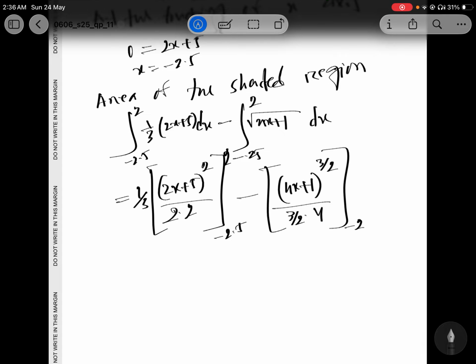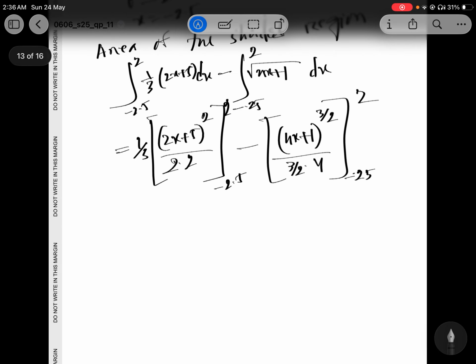Here is minus 0.25 and 2. We just need to input the value. I don't have a calculator with me right now, so I'm not going to worry about it. We just need to find the value. Should I do it right now? Let's try it out. It's an actual exam type of thing, right? So I should do it.